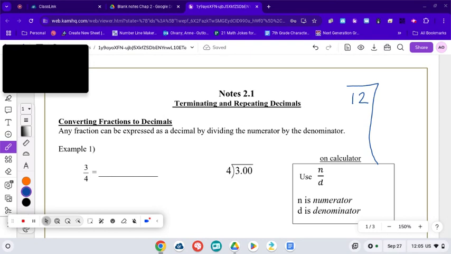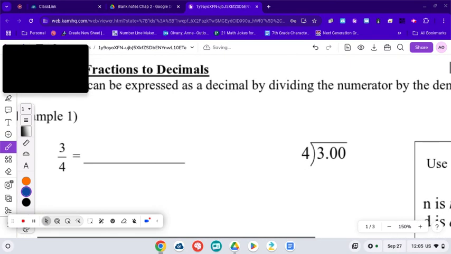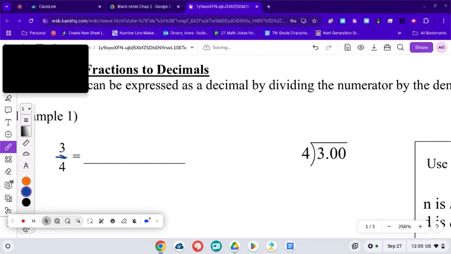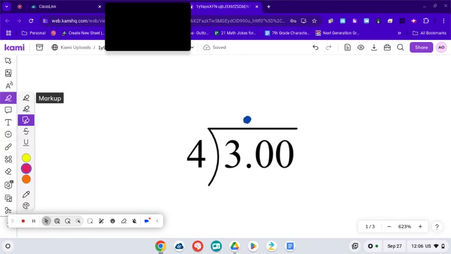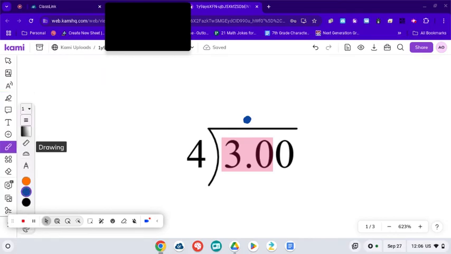What we do, I'm going to take the example 3/4. Remember that this line here between the 3 and the 4 actually means to divide. And so we take top goes in, bottom goes out, and we're going to divide. But 4, you can't make a group of 4 out of 3, so you need to add a decimal and a couple of zeros so that you can focus on dividing into 30. How many groups of 4 are in 30?